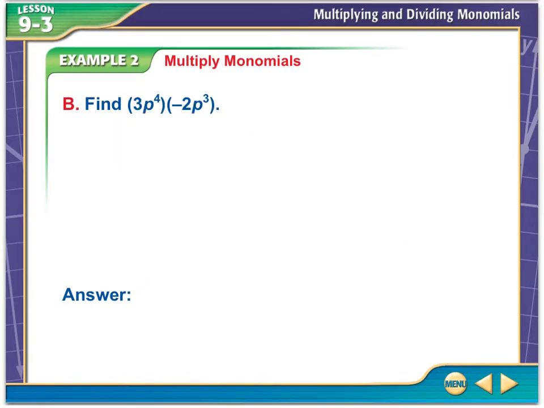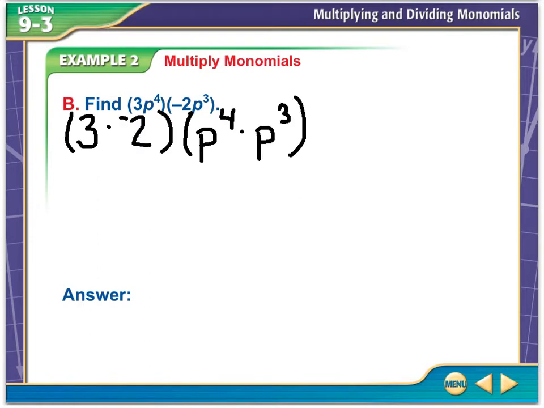Example 2, part B. They'd like for us to find the product of 3p to the fourth and negative 2p raised to the third power. So the first thing we want to do is group the coefficients and the variables. When we group these things together, we're going to have 3 times negative 2, and then our second group will be p to the fourth times p to the third. And we're allowed to do this thanks to the commutative and the associative property of multiplication.